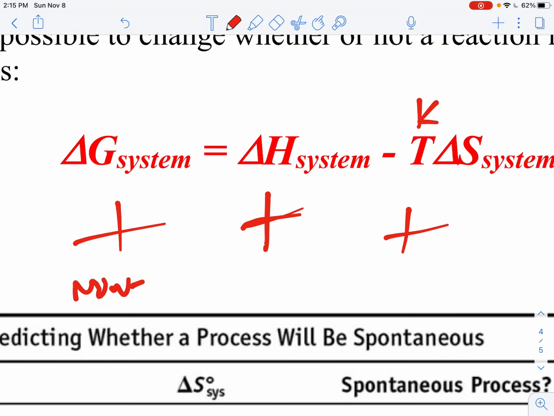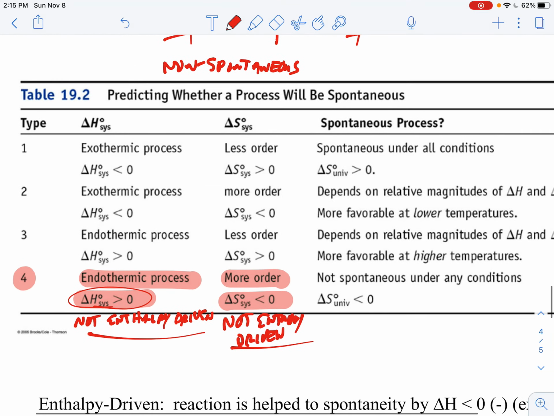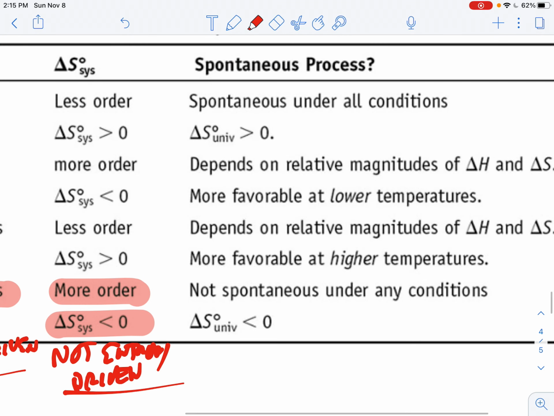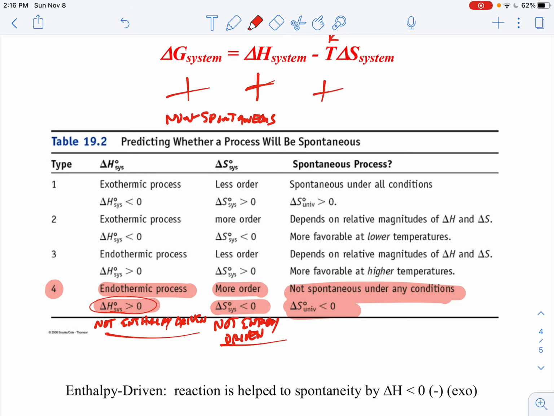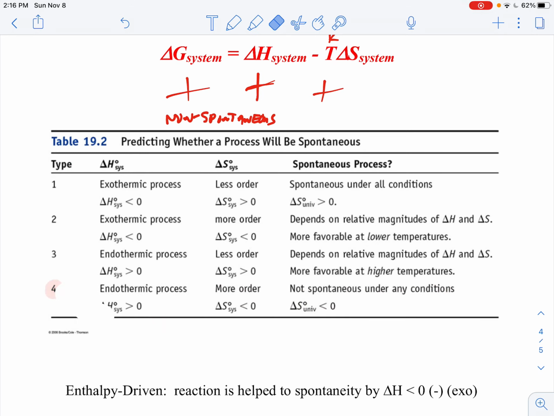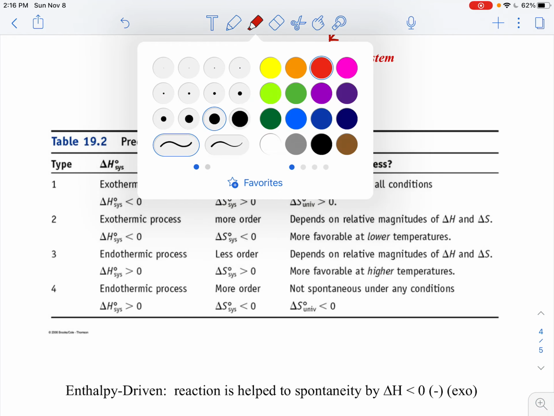So no matter what you do here, the delta G of the system is going to be positive, and therefore it is going to be non-spontaneous. It's not going to go. Because the entropy is not driving it, the enthalpy is not driving it, nothing's driving it. And so if nothing's driving it, it will never be spontaneous. And so consequently, this will not be spontaneous under any conditions, no matter what you do.